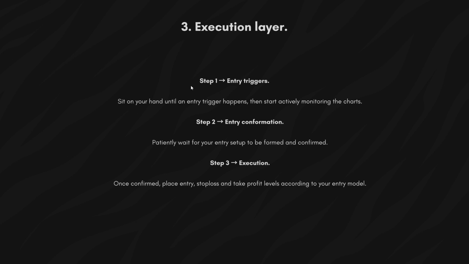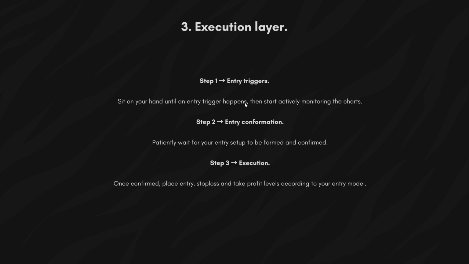First of all, the first step here in the execution layer is entry triggers. I've already explained this before, but I'm going to quickly go over it. Within the entry triggers, you are not actively trading. You're just waiting for your entry trigger in the form of maybe a candle range purge, a key level reaction, or an SMT divergence. So in this stage, in step 1, your job is to sit on your hands and wait patiently until one of these entry triggers appears or forms.